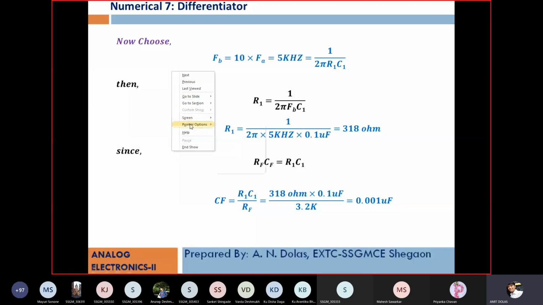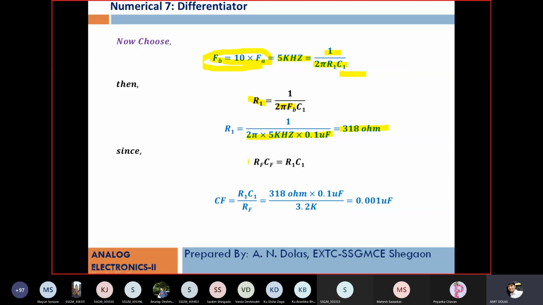Then FB, the second frequency, will be 10 times FA. Therefore 500 into 10, that will be 5 kilohertz is the FB, equal to 1 over twice pi R1 CF, where R1 can be calculated because C1 is known. Putting the value 2 pi 5K 0.1 microfarad into the denominator, 318 ohm is the R1. Please cross verify the calculation.